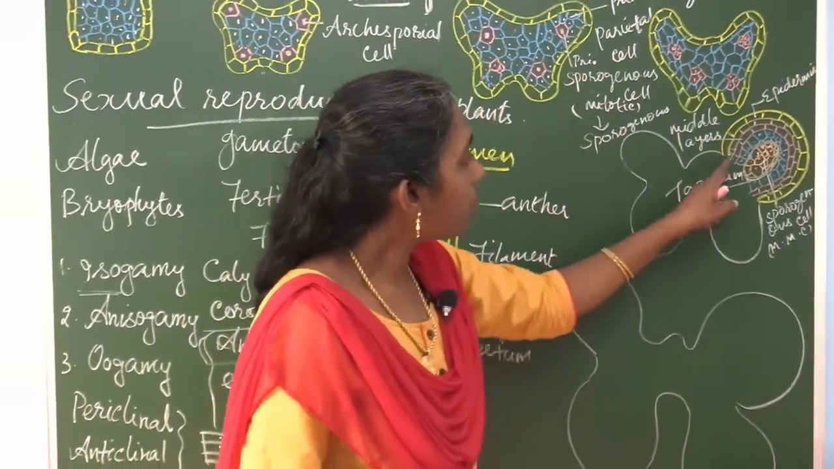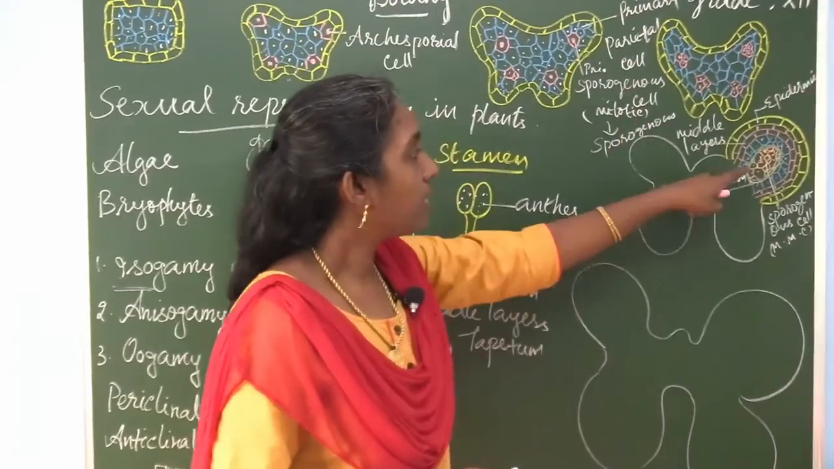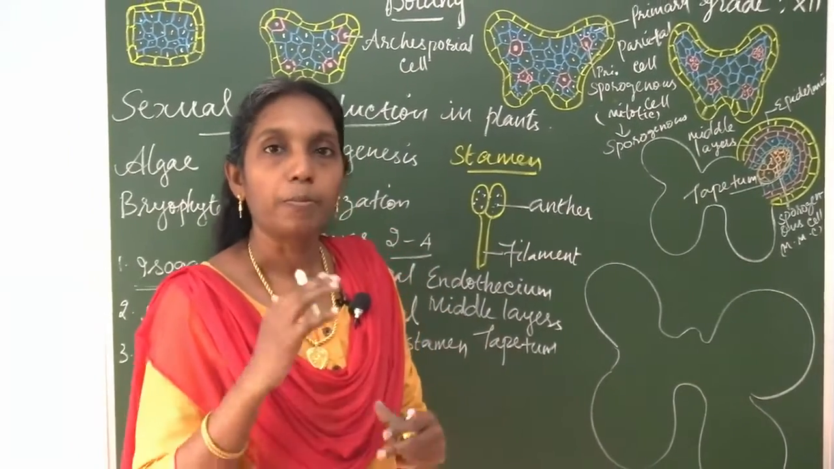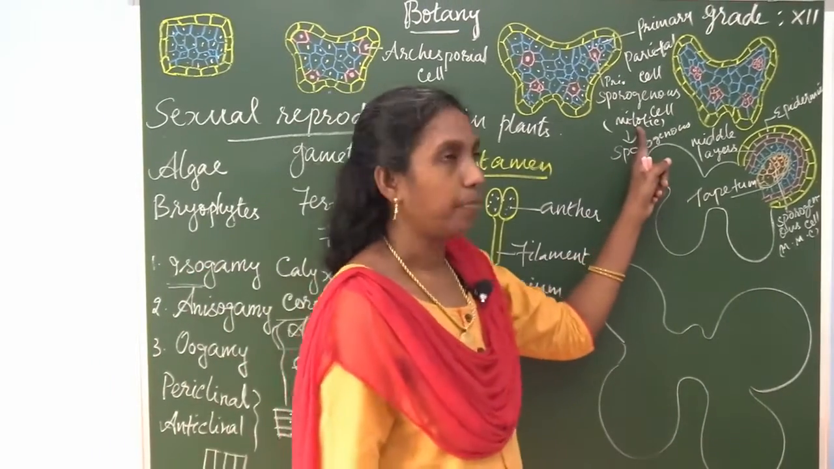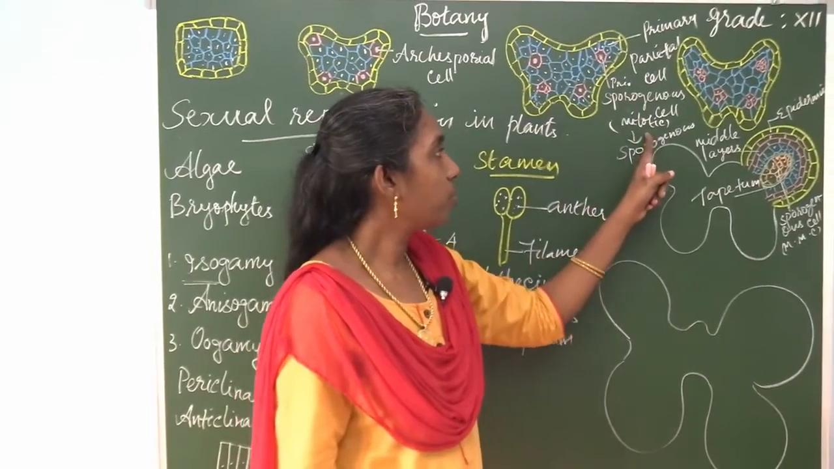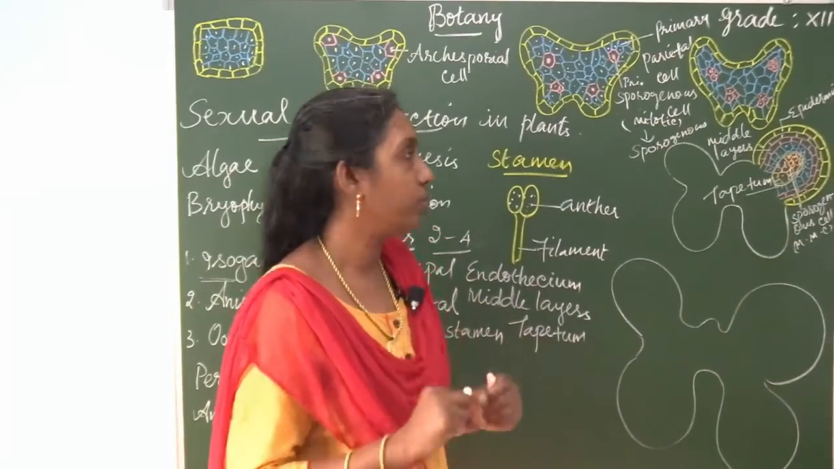How is this sporogenous tissue formed? This is the sporogenous cell which is derived from the primary sporogenous cell. The primary sporogenous cell undergoes mitotic division. One word question, these are important. The primary sporogenous cell undergoes mitotic division and it becomes sporogenous tissue.